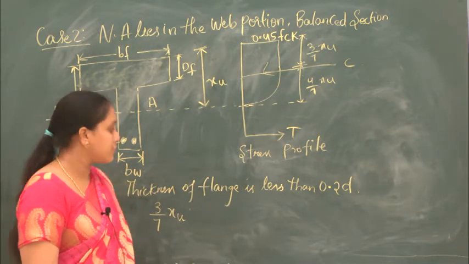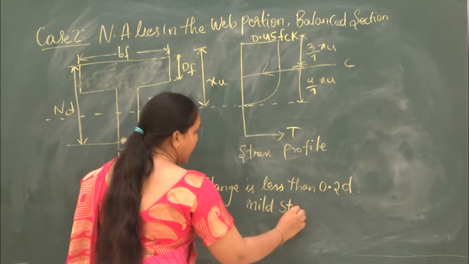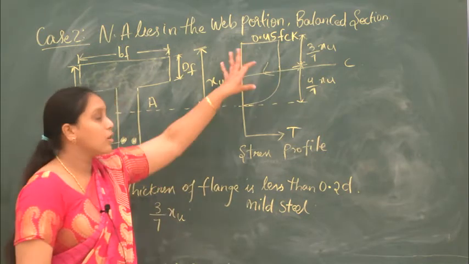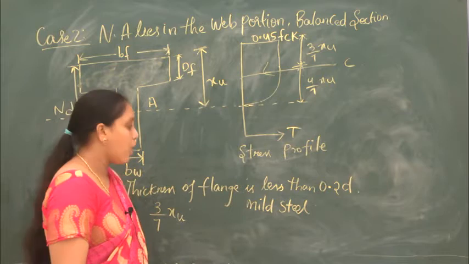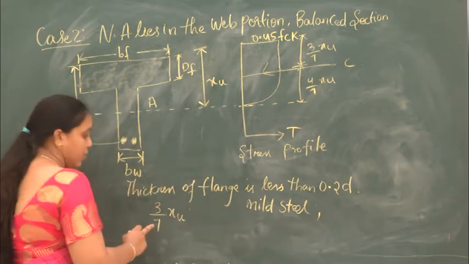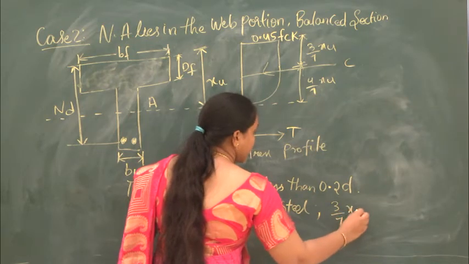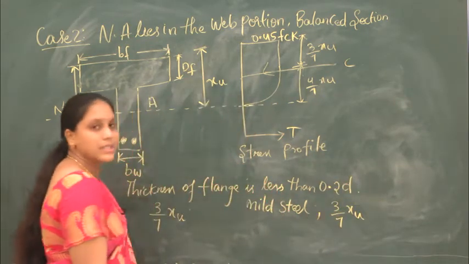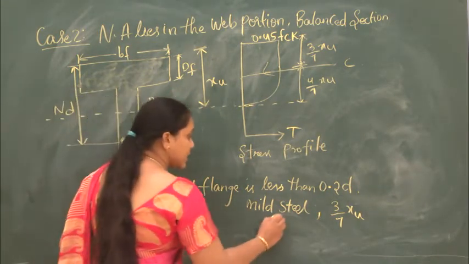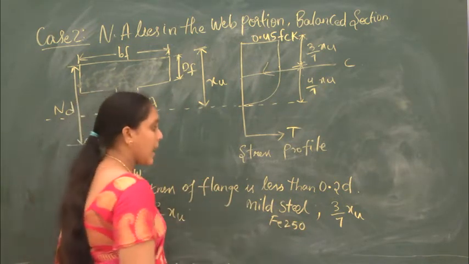So what are the different grades of steel we have? We have mild steel. Suppose, first let us consider mild steel. So for mild steel, the stresses in the concrete will be uniform up to a distance of how much? It is 3/7 xu. That is the stresses in that particular concrete for mild steel. Mild steel in the sense it is Fe250.